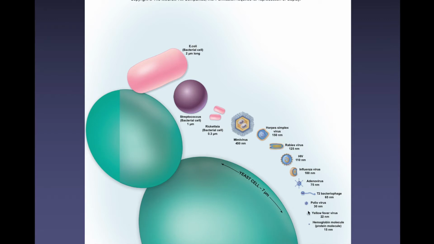In fact, the smallest virus here, yellow fever virus at 22 nanometers, is only a little bit less than 10 nanometers bigger than the largest human protein, which is hemoglobin, right? So it's really, really tiny particles that are still able to cause infection. And this picture is nice because it also shows you some variations in these virus organizations.